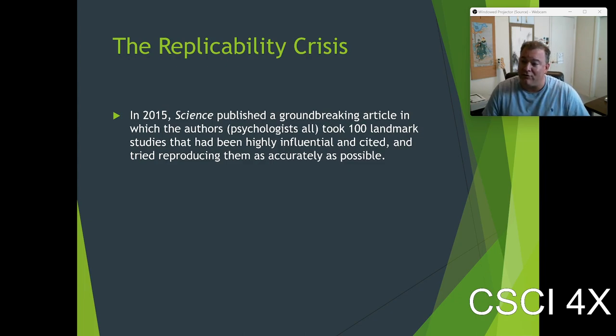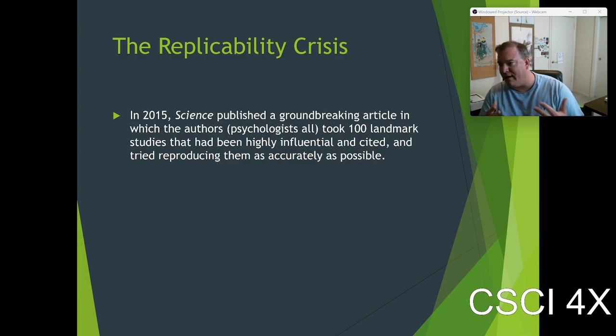And they're like, all right, let's try running those experiments again. So they looked at the original paper and recreated the experiment based on the paper as best as they could. Now, you can't always do it. If an experiment takes place on a bridge, you might not have a bridge nearby.